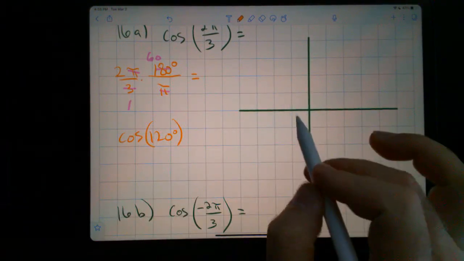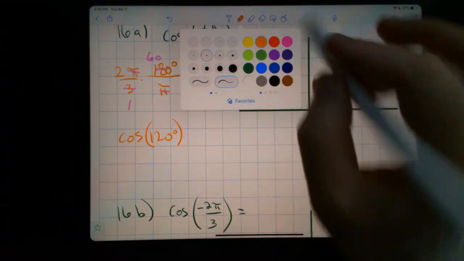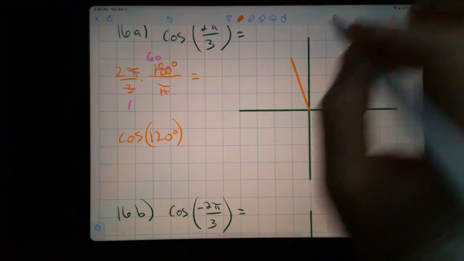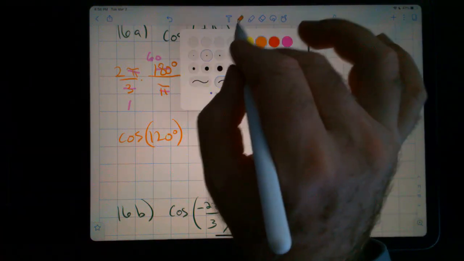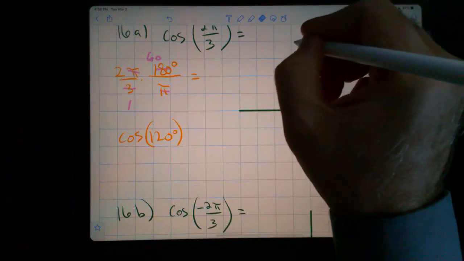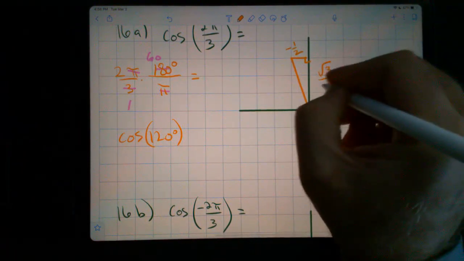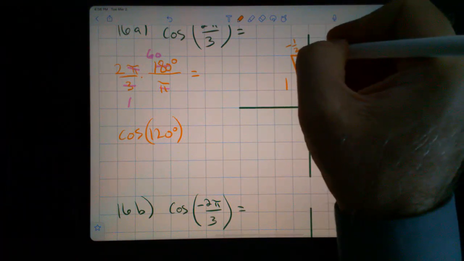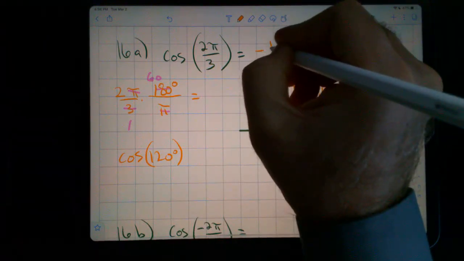Okay, 120 degrees is going to be 30 degrees past the vertical axis. So the 30, 60, 90 triangle is going to give us negative 1/2 for the x, positive radical 3/2 for the y, and a 1 for the hypotenuse. So cosine of this is a negative 1/2. It's your x value.